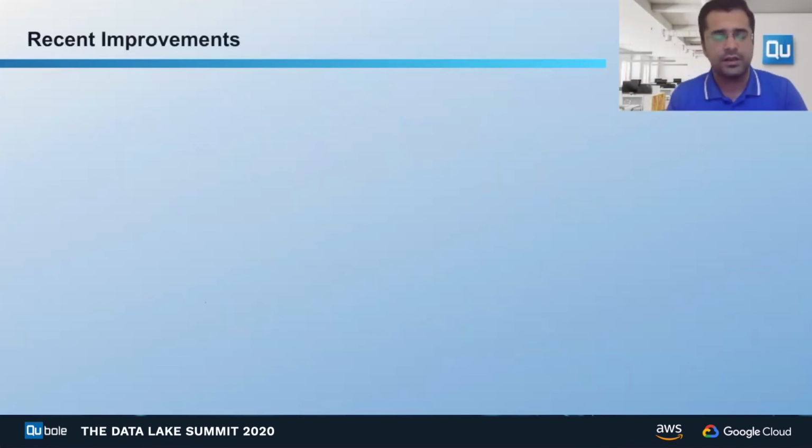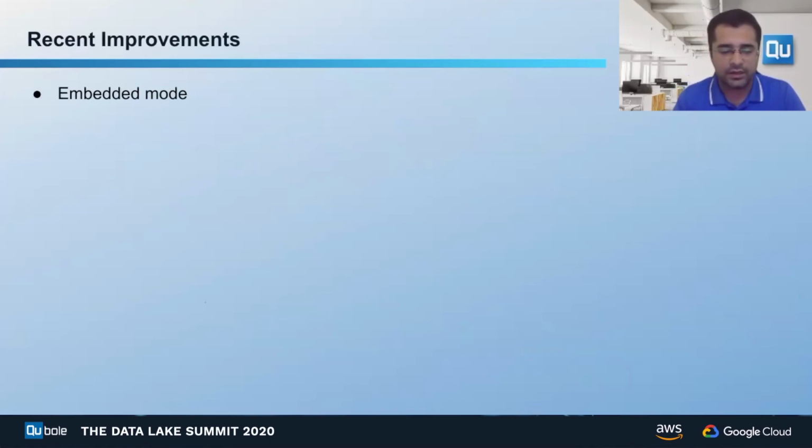Okay, so quickly, I'm going to go through the recent improvements that have been done. Our community has been really active in the past 6 months or so on RubiX. We have been getting traction from committers and contributors outside of Qubole as well. And this embedded mode is the one which I was talking about. It's a new mode that got added in RubiX, which simplifies your operational complexity to a single click.